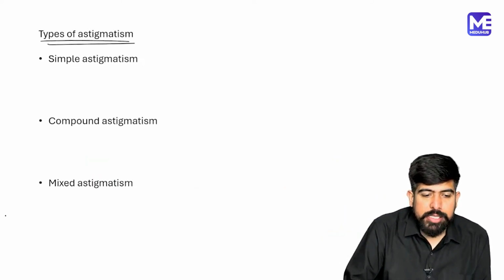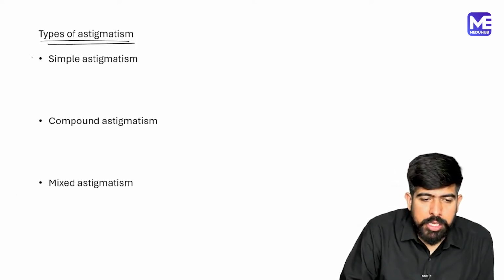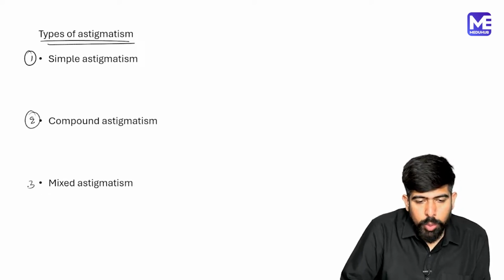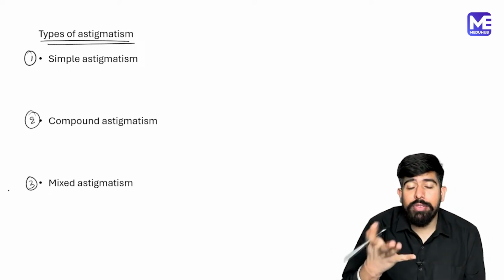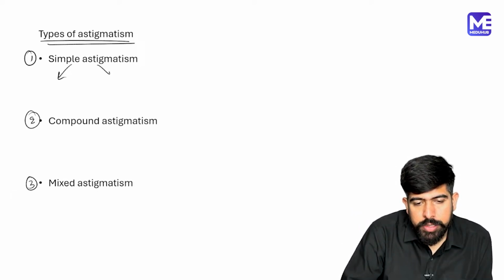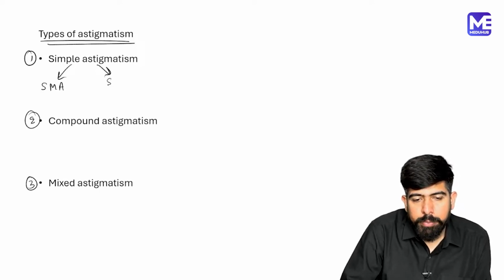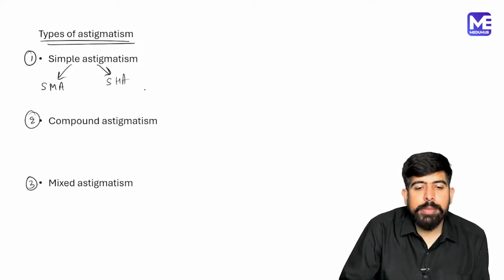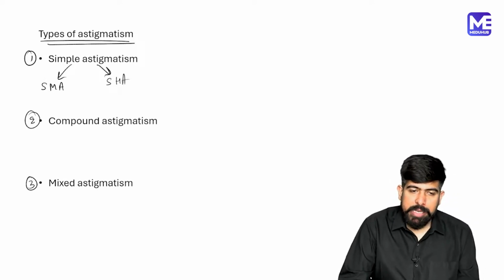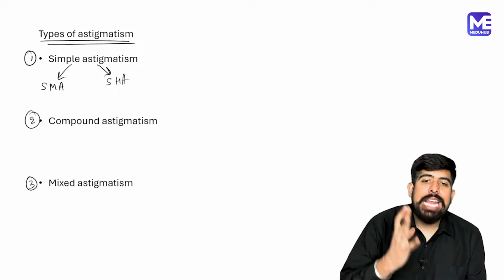Now, talking about the types of astigmatism. Please remember, officially there are three types of astigmatism. They have more, right? I already told you five. Then what are the five? Of course, the simple type is divided into two: simple myopic astigmatism or simple hypermetropic astigmatism. We're going to talk about it. But please remember, importantly we have three types of astigmatism.